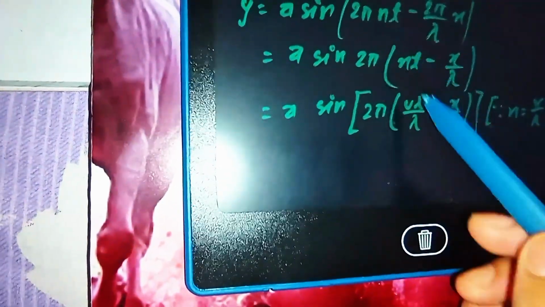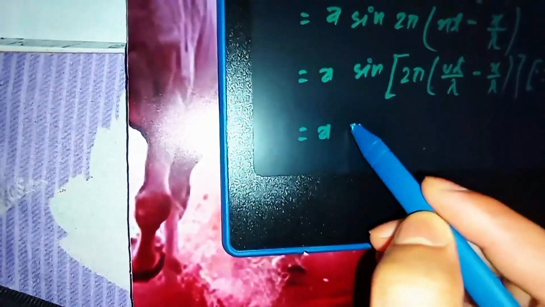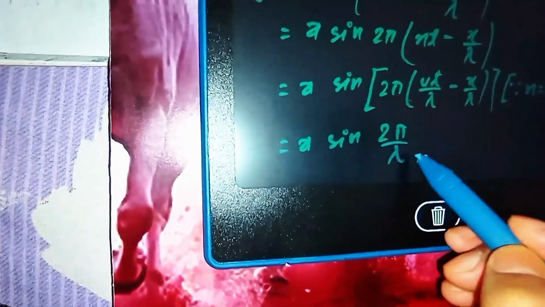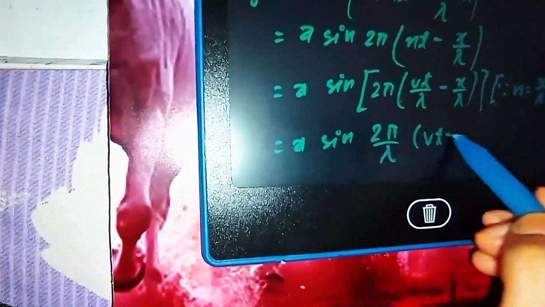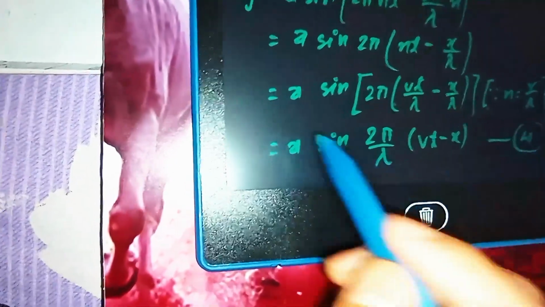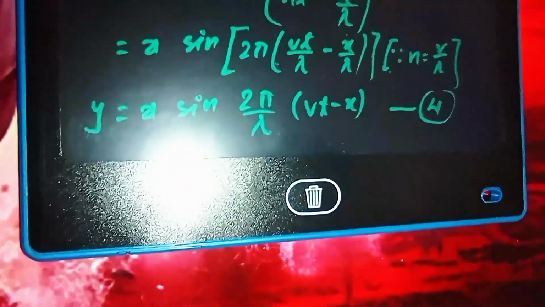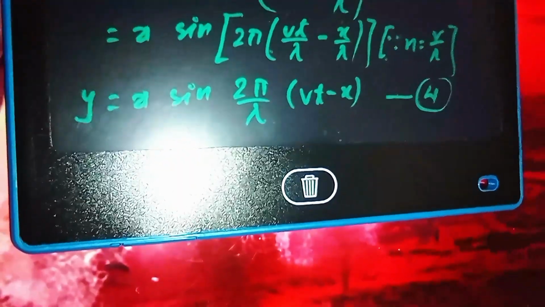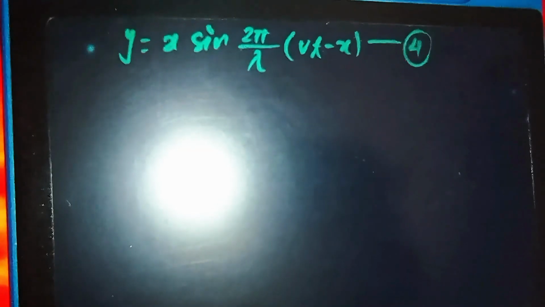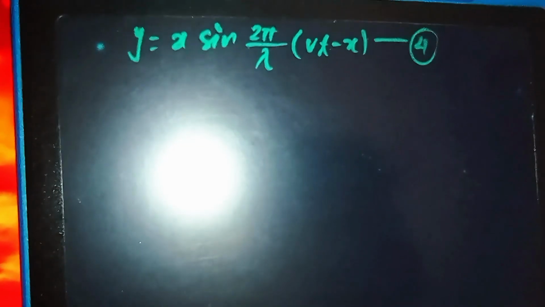We use n is equal to v by lambda here, and then we can write this equation as a sin 2 pi by lambda, v t minus x. Okay, and we call it equation number 4. So we find our displacement, which is equal to a sin 2 pi by lambda, v t minus x, and this is equation number 4. So this is the general equation of plane progressive wave of amplitude a propagating with velocity v along the direction of x-axis.